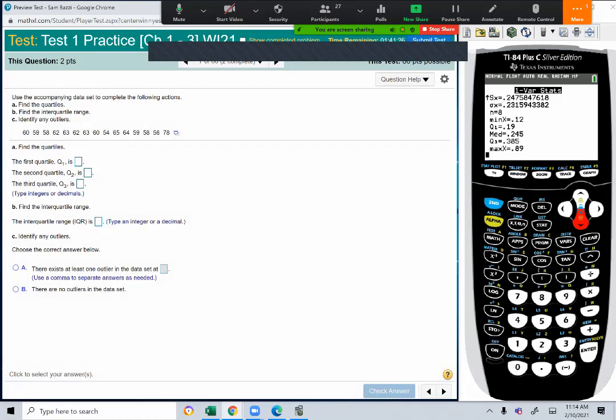Use the accompanying data to complete the following actions. Find the quartiles, find the interquartile range, identify any outliers. I'm going to use StatCrunch, guys.